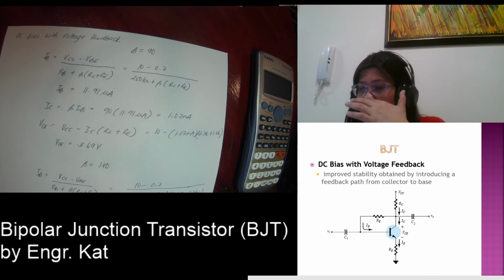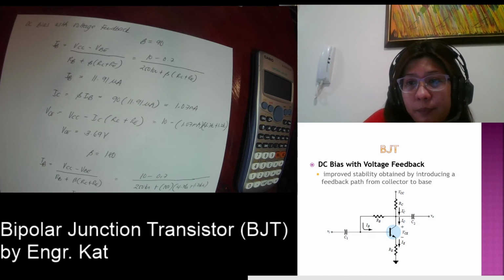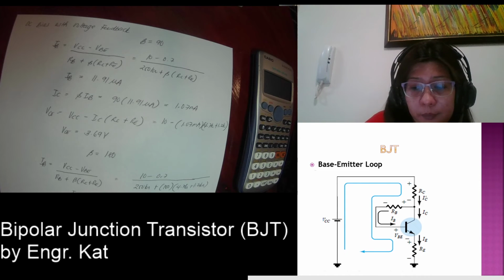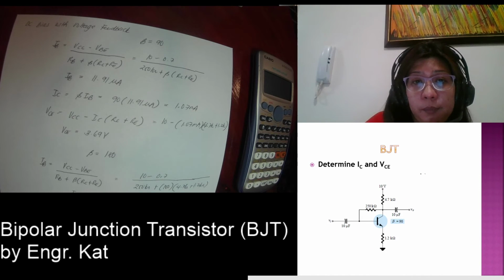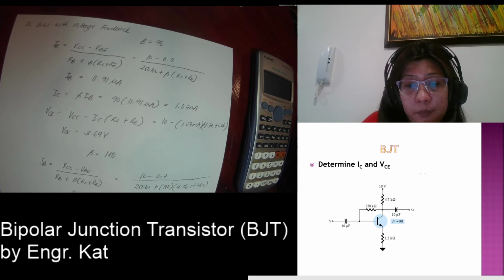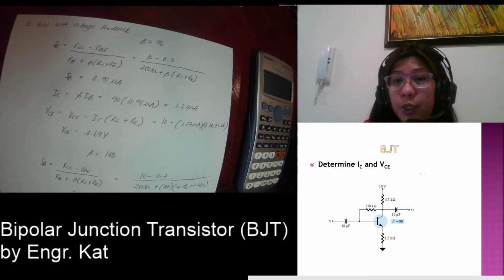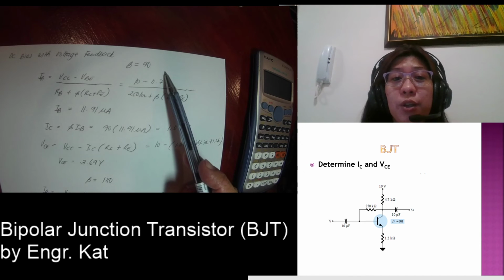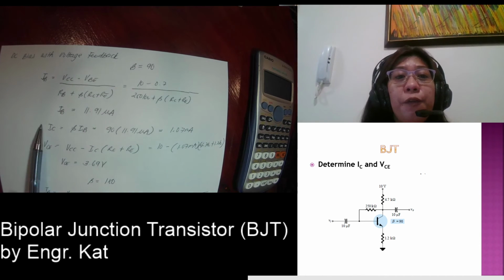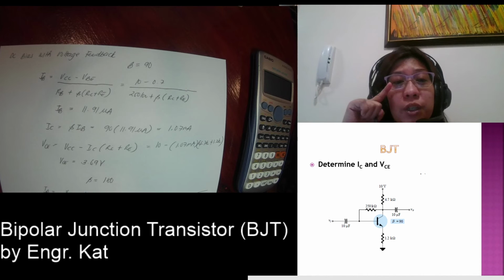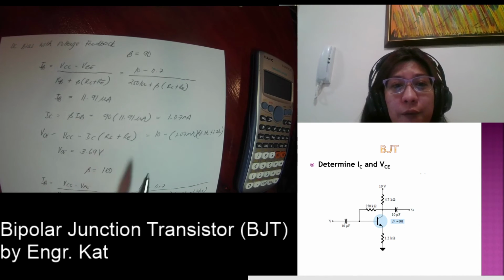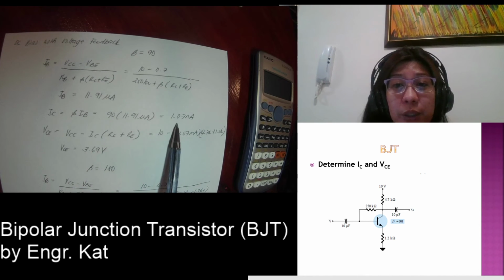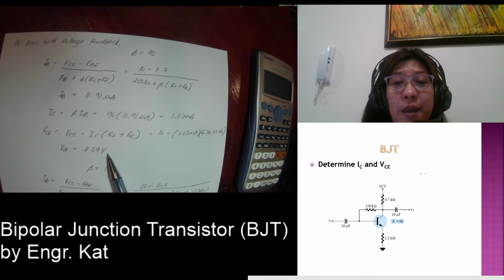Okay, so first, using this problem, let us start with having a beta which is equal to 90. So solving for IB using the formula that we just had derived. And then we have here your IC, substituting that to our formula. And then we have your VCE which is equal to 3.69 volts.